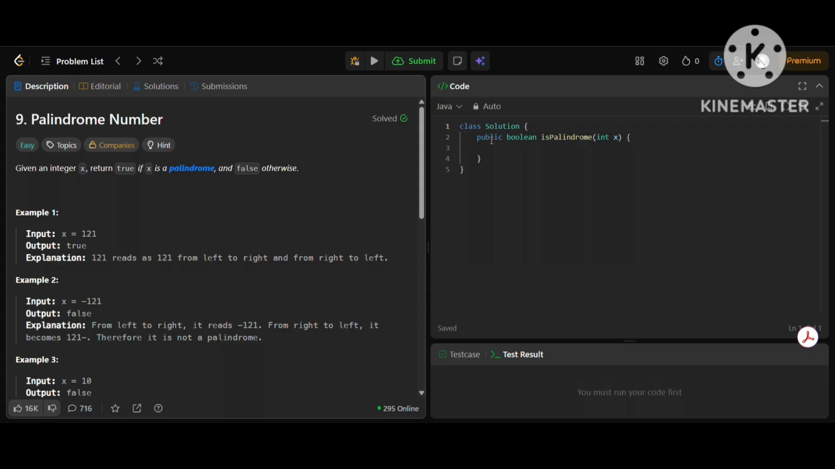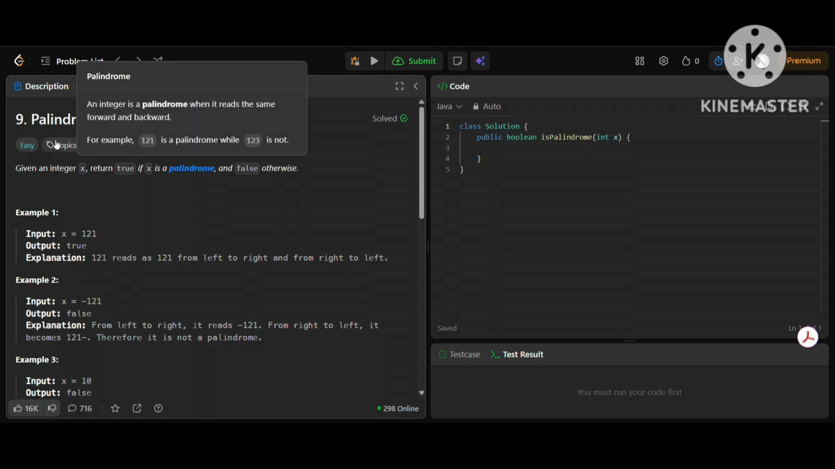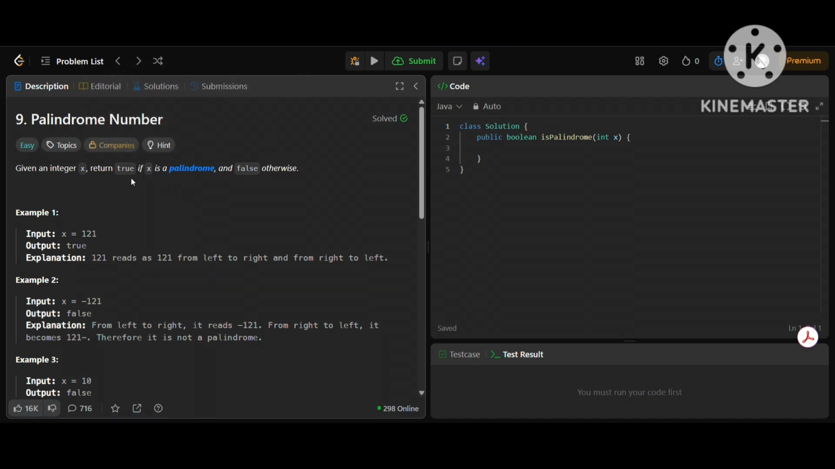Hello everyone. So today we'll be looking into another LeetCode problem, that is the ninth problem, Palindrome Number, which has the difficulty level as easy. So you all must have heard the word palindrome, that is, even if it is read from the left side or the right side, it is the same. So that is called a palindrome.